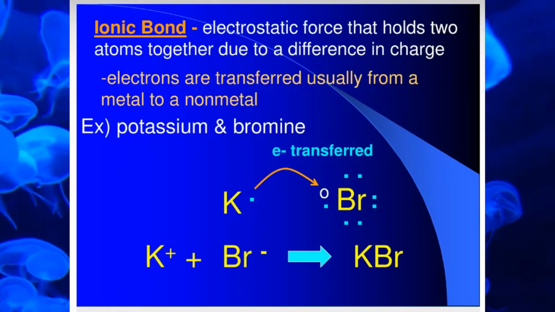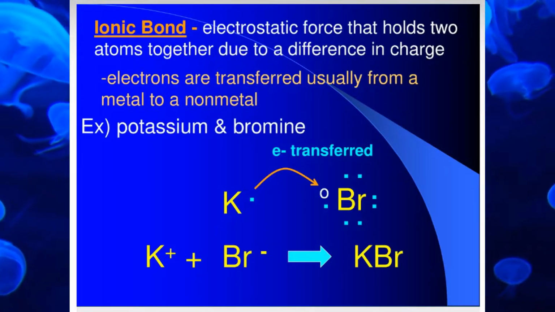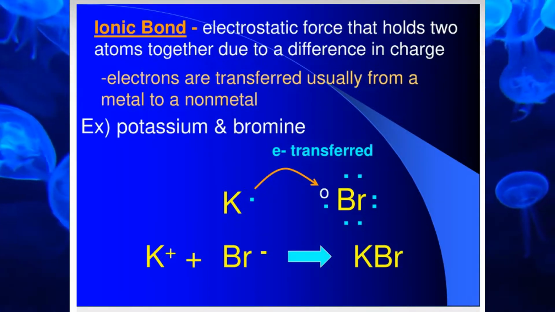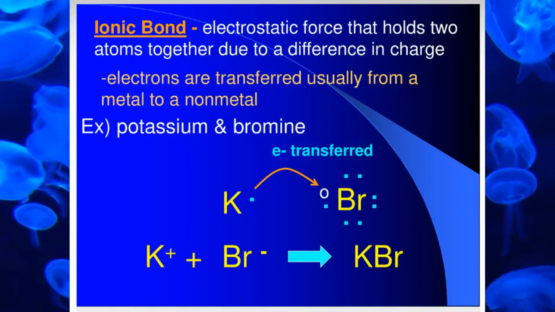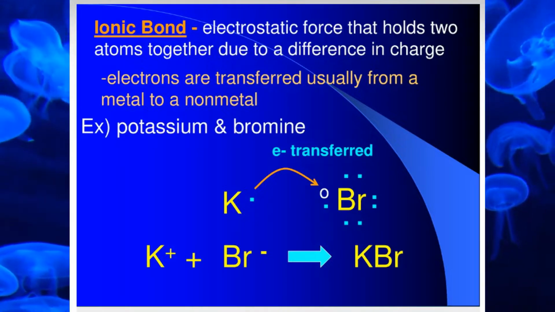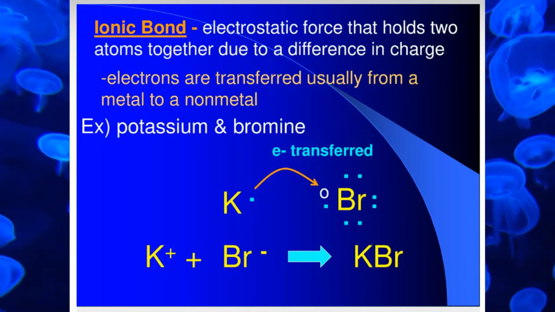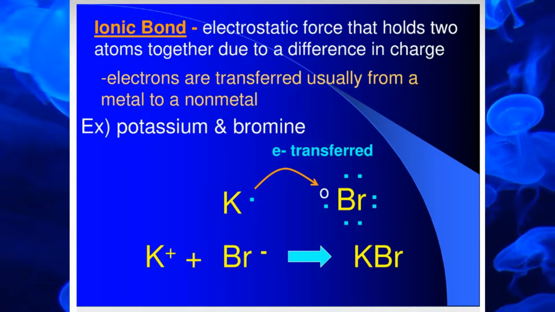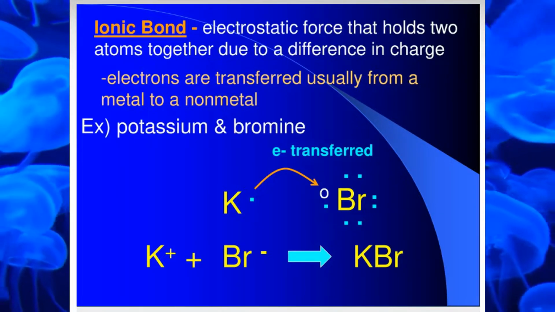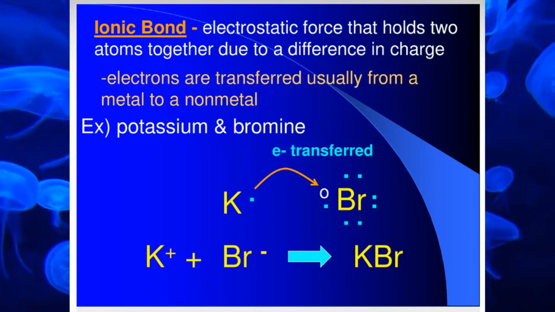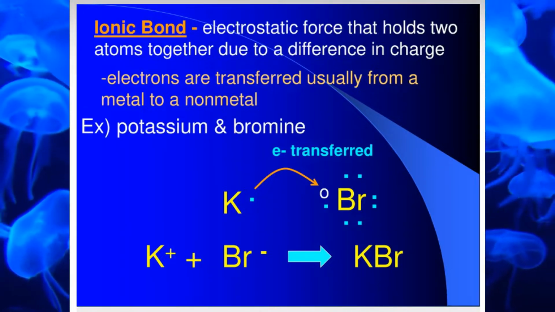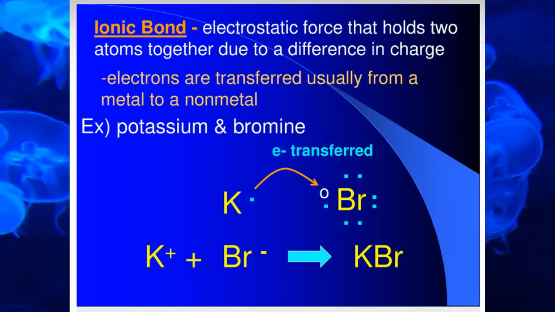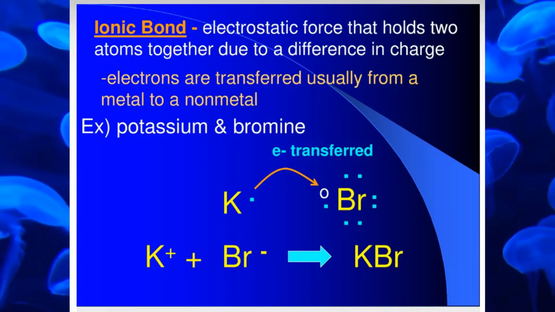Ionic bond: an electrostatic force that holds two atoms together due to a difference in charge. Electrons are transferred, usually from a metal to a nonmetal, like potassium and bromine. Potassium transfers one of its electrons to bromine, and hence bromine completes its octet. Potassium has a positive charge and is electropositive, whereas bromine is electronegative. Potassium bromide, KBr, is a salt which was widely used as an anticonvulsant and a sedative in the late 19th and early 20th century.